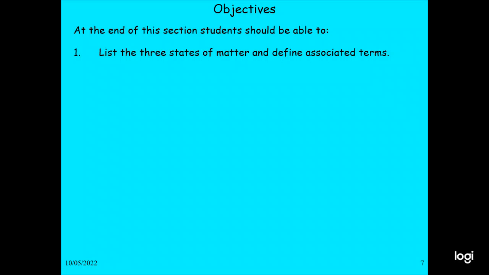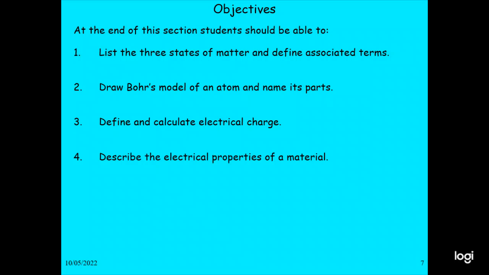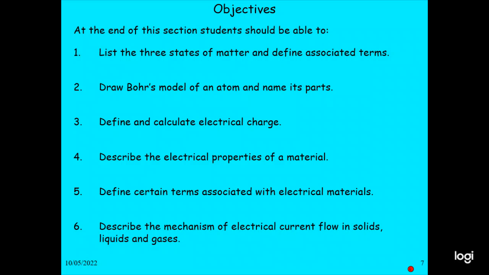So at the end of this session, students should be able to list the 3-stage method and the final associated term, draw the Bohr model of atom and the name, the path, define and calculate the electrical charge, and describe the electrical properties of material. Define the terms associated with the electrical material. Describe the mechanism of electrical current flow in solid, liquid, and gas.